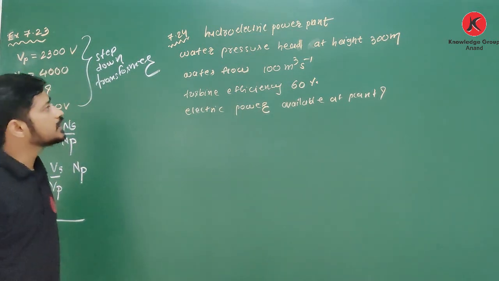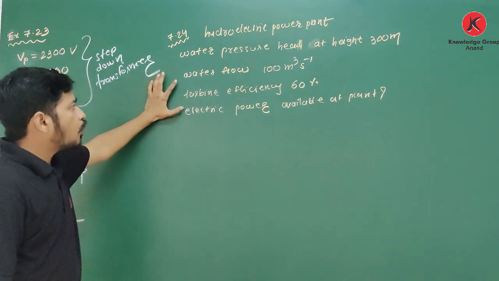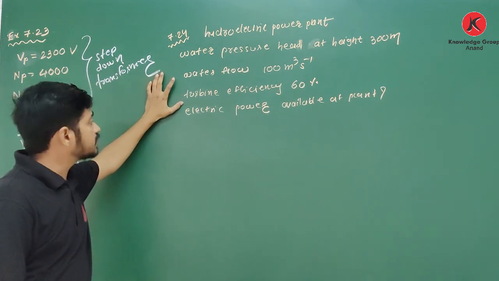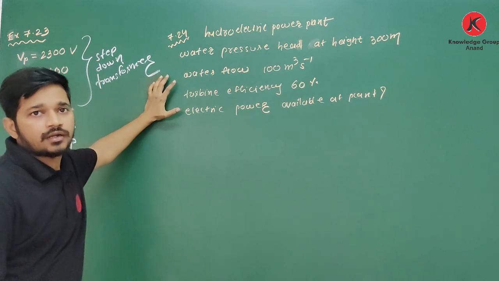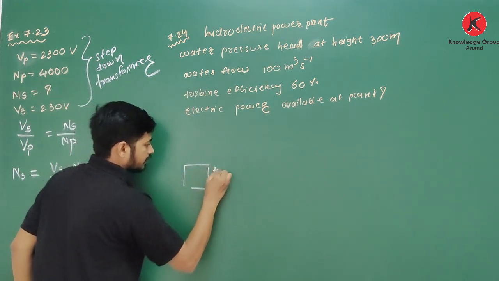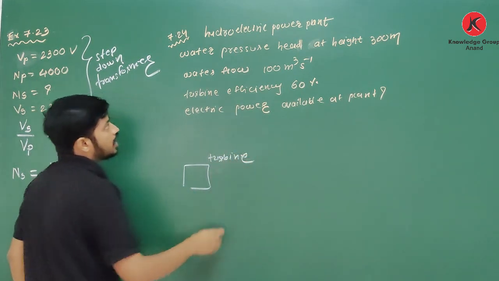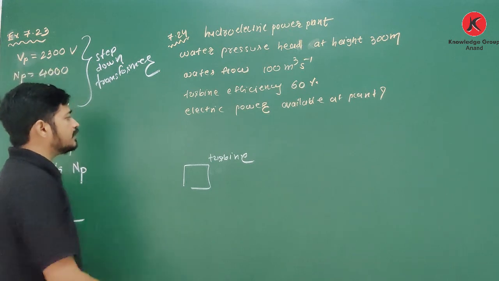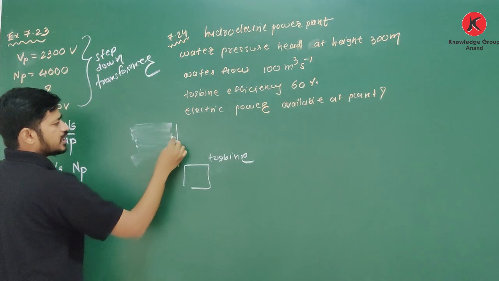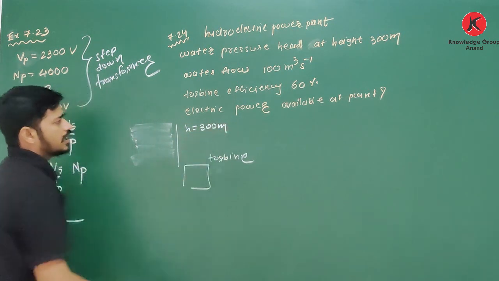Next question. Exercise 7.24. Hydroelectric power plant, you are given water pressure head at height 300 meter. Water flows at 100 meter cube per second. Turbine efficiency 60%. Electric power available at plant. Now, what is the meaning of this? Water pressure head at 300 meter means water is stored at 300 meter height. H is equal to 300 meter height.